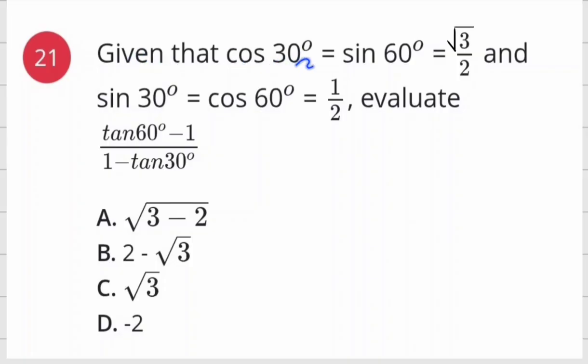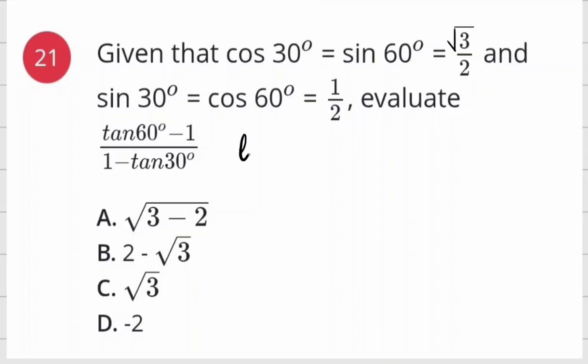We are given that cos 30 is equal to sin 60. Of course, they are equal. Is equal to root 3 over 2. And sin 30 is equal to cos 60, which is 1 over 2. We are now asked to evaluate (tan 60 minus 1) over (1 minus tan 30).